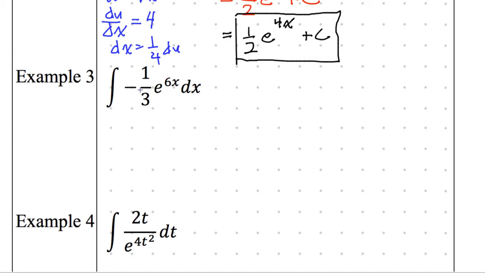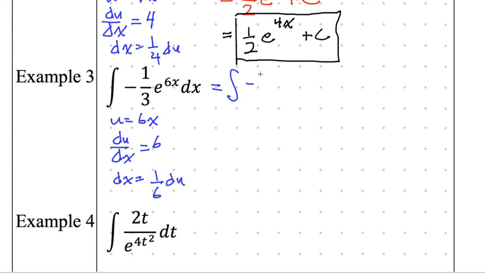Example 3. Is u' 1? No. What is u'? 6. All right, let's go ahead and do it. u equals 6x and du over dx equals 6, which means dx equals 1 over 6 du. So this now is the integral of what, using our u-substitution? It would be negative 1 over 3 e to the u power times 1 over 6 du.